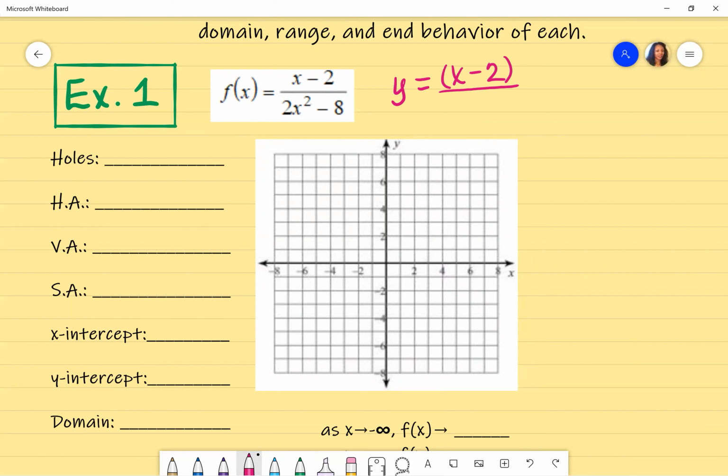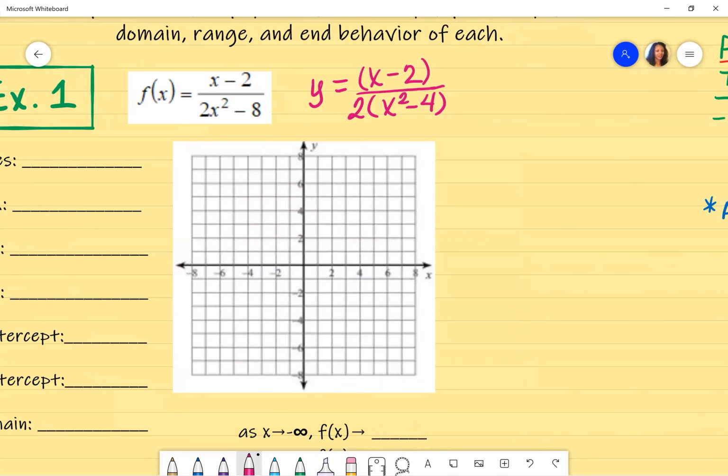And when I factor the denominator, I have 2 as my greatest common factor times the quantity of x squared minus 4. I notice that's a difference of 2 squares, so I can continue factoring. So that's what I'm going to do. And I can just bring this over. 2 times the quantity of x plus 2 times the quantity of x minus 2. So like I said, for your holes, what you're looking for is where the numerator and the denominator have the same factor. So I have an x minus 2 up here and an x minus 2 up there.